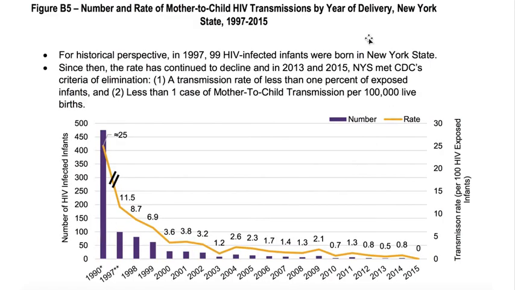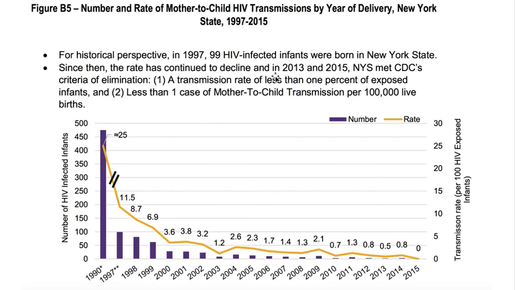The success of this regimen is astounding. From 1997 to 2015, in 1997, 99 infected infants were born in New York State. I believe this is nationwide data. But if you look at this rate, let me just double check here. 97, yes. It says 99 infants were born.